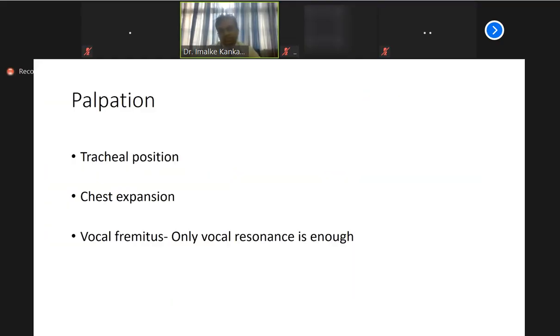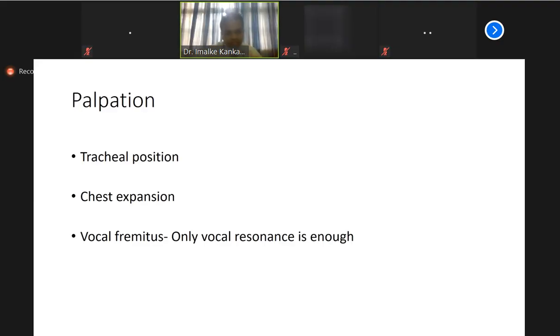Tracheal positioning is very difficult to comment in children, but try to do it in an older child, but don't try to do it probably in infants. Your finger may be larger than the suprasternal notch, and especially don't try to do this in a child with congenital laryngeal stridor. Chest expansion, you have to keep your hands like this and see whether it's expanding.